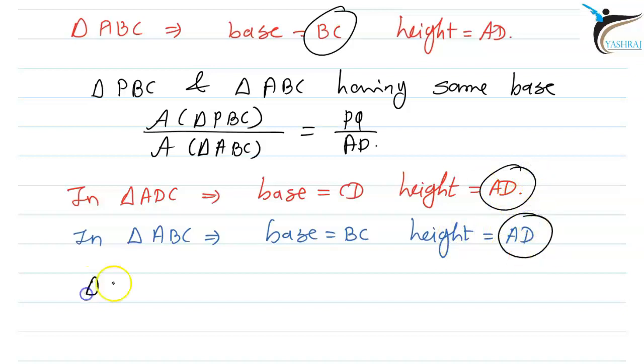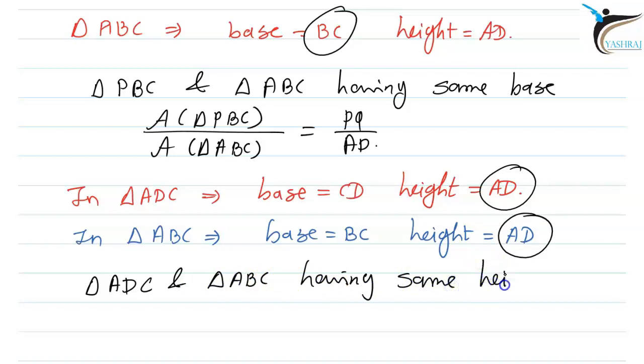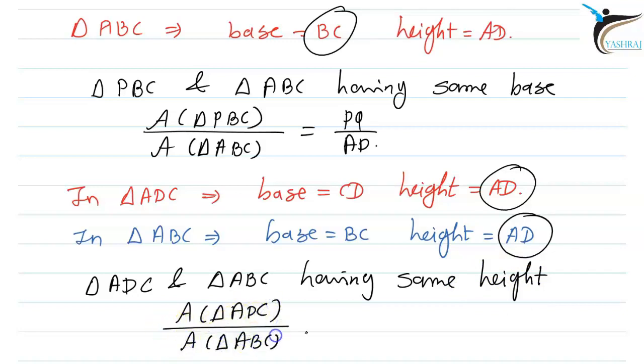So what about their area? That means the ratio of their area. So I am writing at first, triangle ADC and triangle ABC having the same height. So once they are having the same height, the area of triangle ADC divided by area of triangle ABC equals the ratio of their corresponding bases, meaning CD divided by BC.